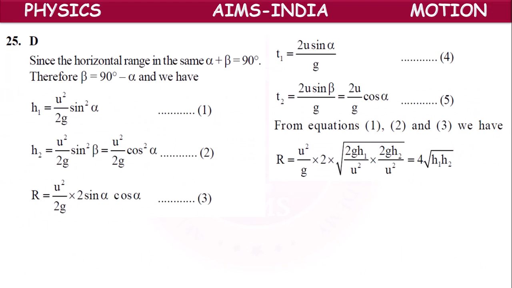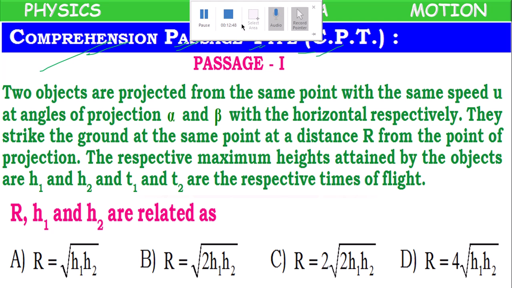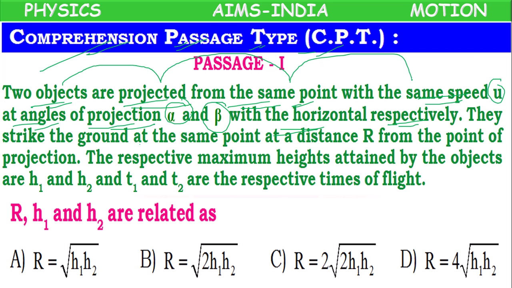Next, children, comprehension passage type questions. Two objects are projected from the same point with the same speed u at angles of projection alpha and beta with the horizontal respectively. One angle is alpha, another is beta, both made with the horizontal.